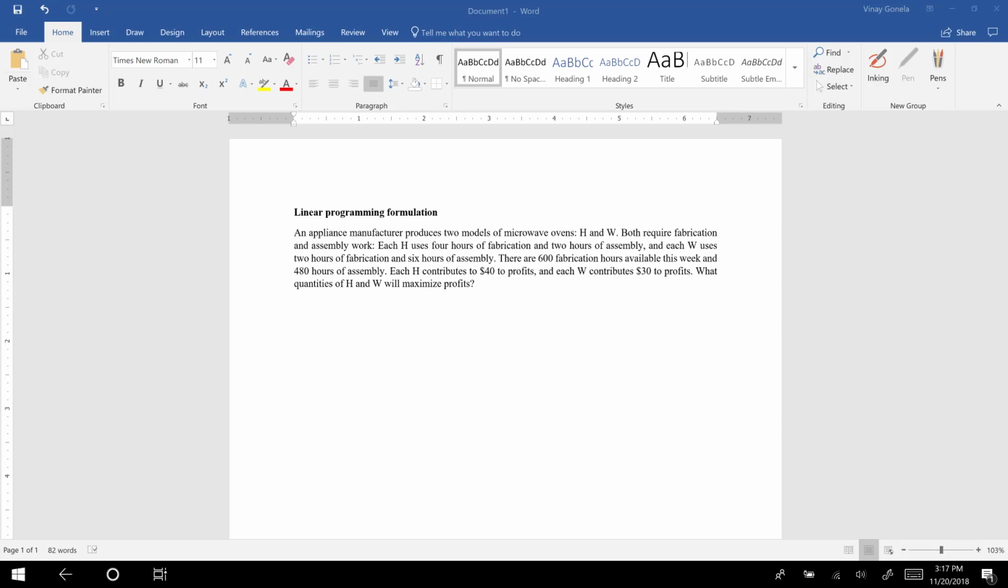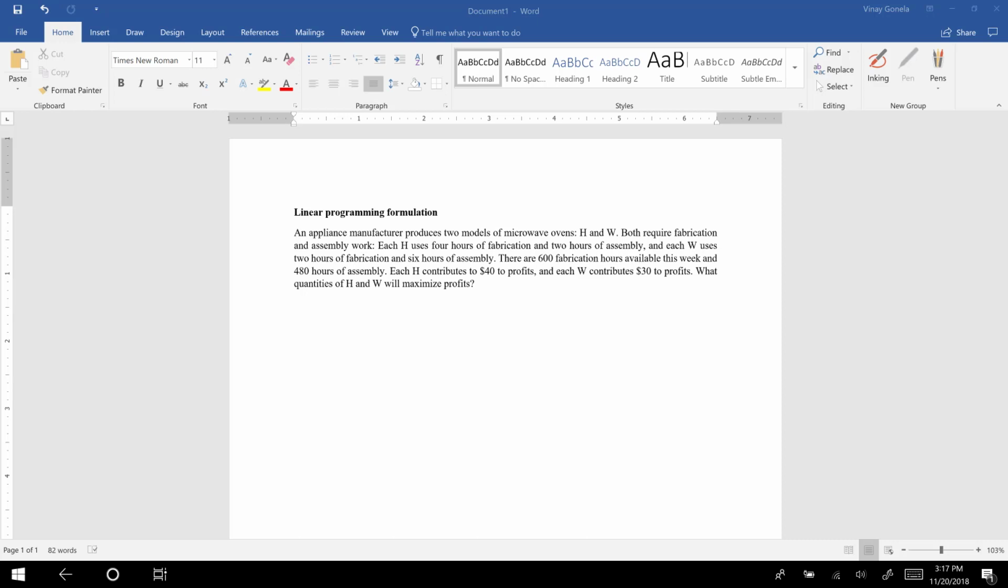Each H contributes $40 to profits, and each W contributes $30 to profits. What quantities of H and W will maximize profit?